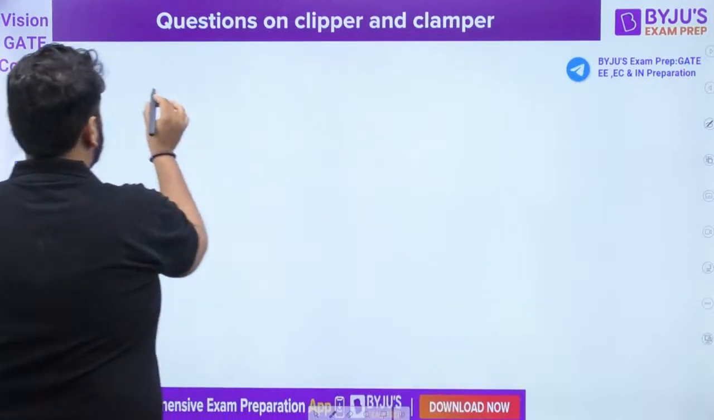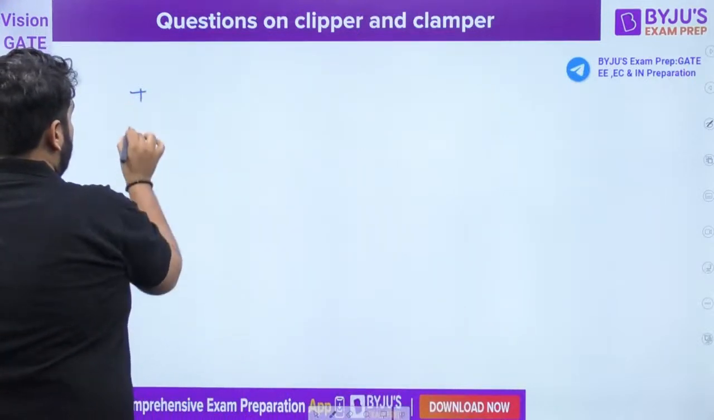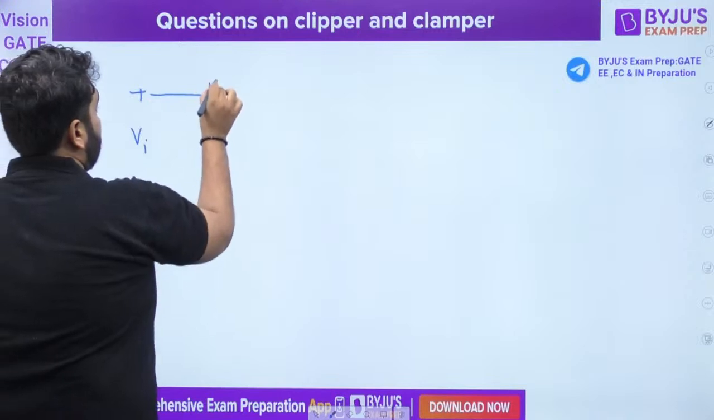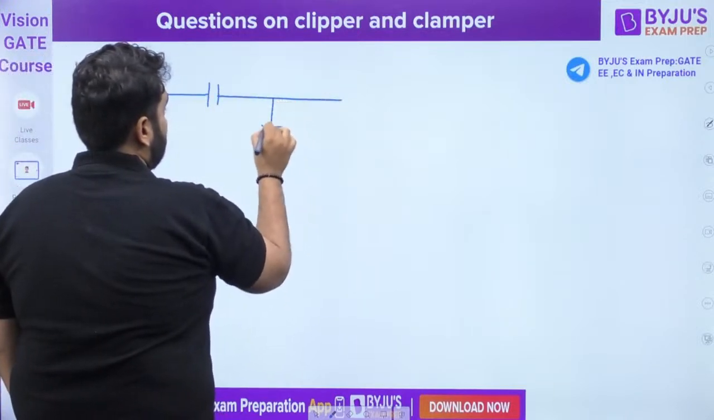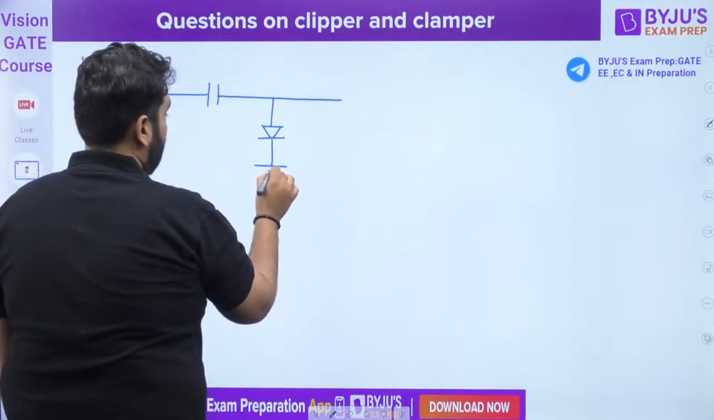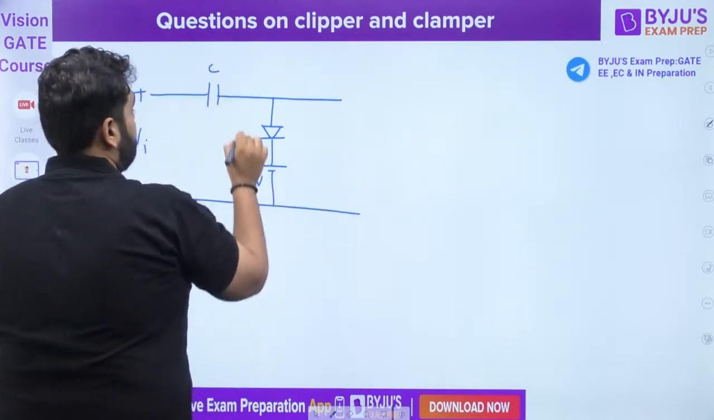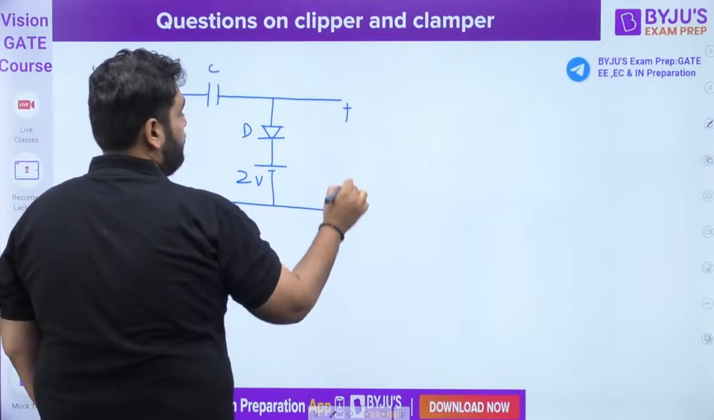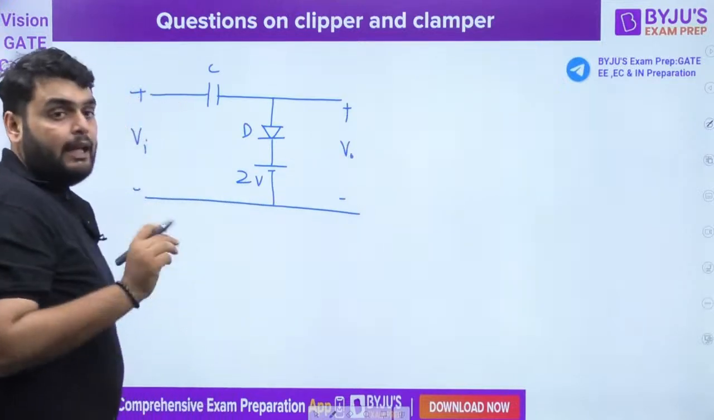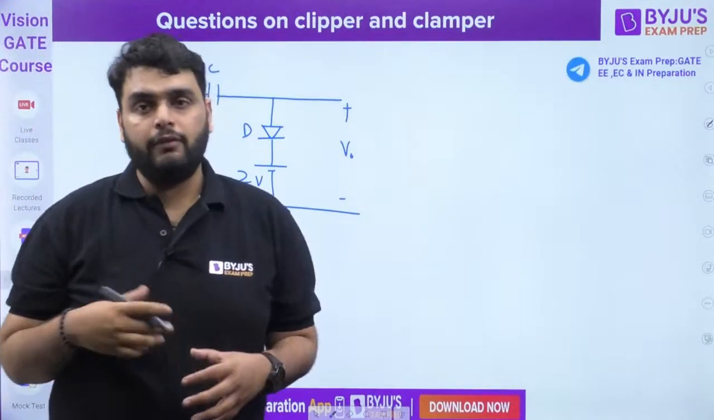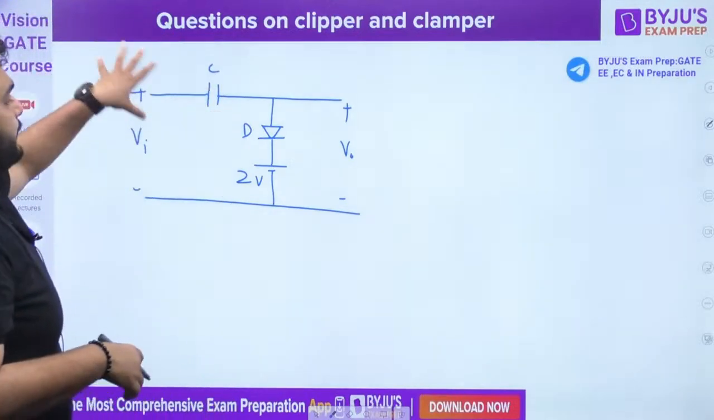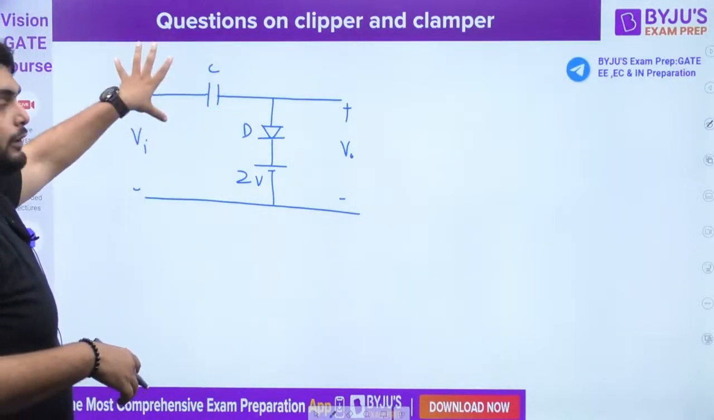If you ignore that resistor, the circuit will be like this. We have an input voltage, then a capacitor, then a diode, then a 2 volt source, and we need to find out plus minus V naught here. Now, how do we solve this particular question when you have a clamper circuit, or a circuit in which you have a capacitor?